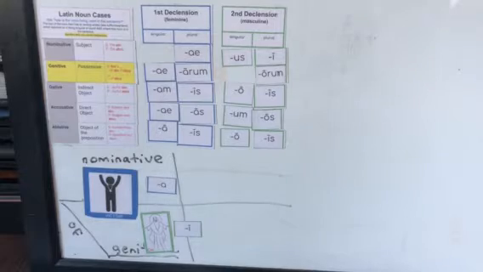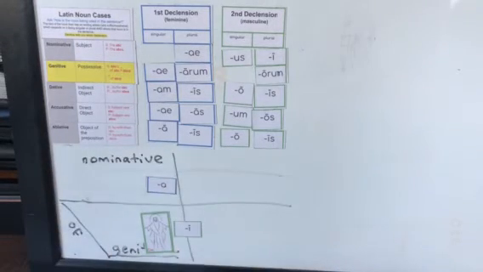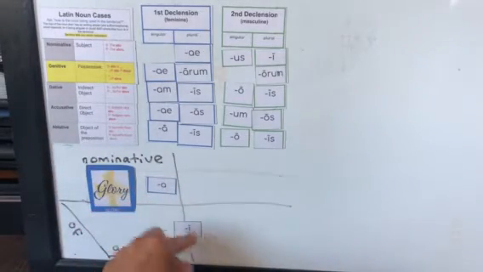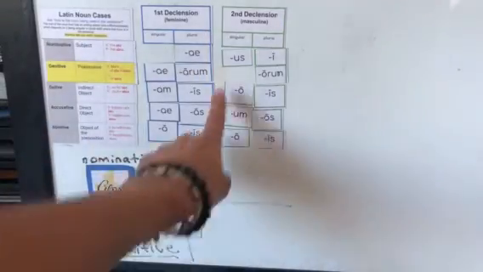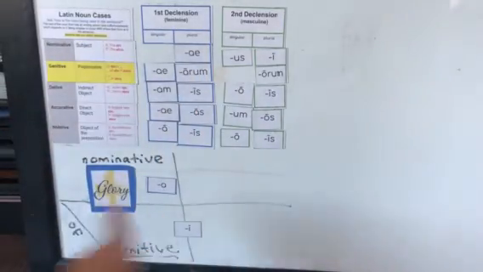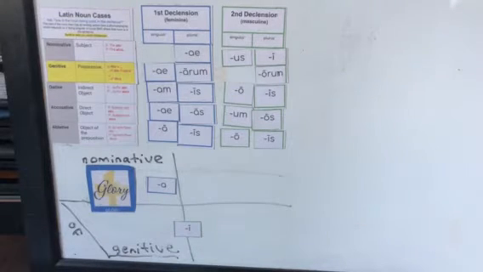Okay? Number 5. Gloria Christi. So that's your plural ending, I. That's your singular nominative, Gloria, singular genitive for Christi. And your translation becomes glory of Christ, or Christ's glory.